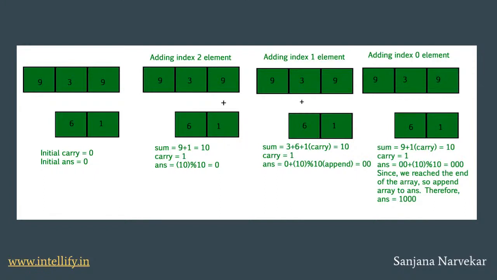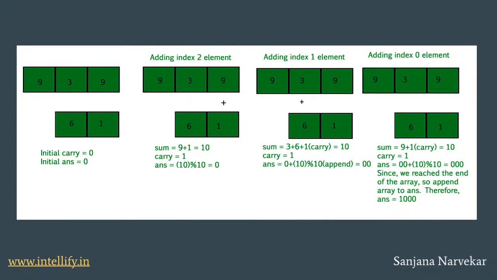I separate the sum into carry and answer, that is 1 and 0. In the third step I am adding the index 0 element, so the sum is 9. Since I don't have any index 0 element for the second linked list, it is 9 plus the 1 which was the carry from the previous step. So again my answer is 10. So the carry will be 1 and the answer will be assigned 0.